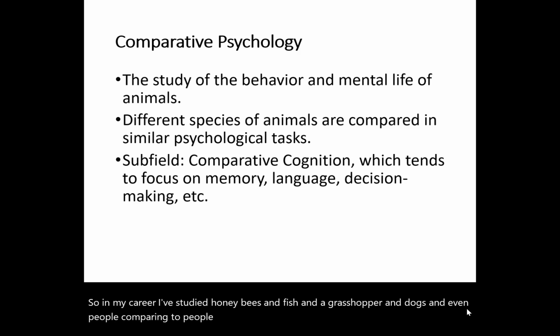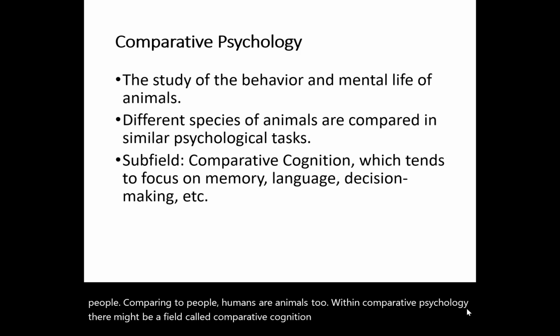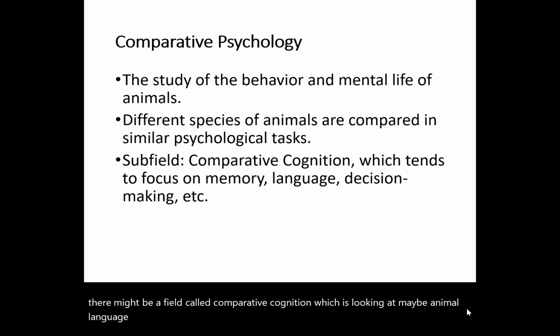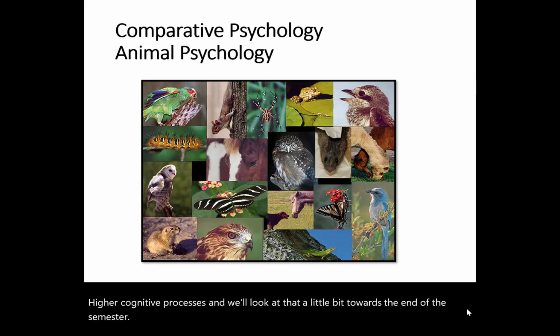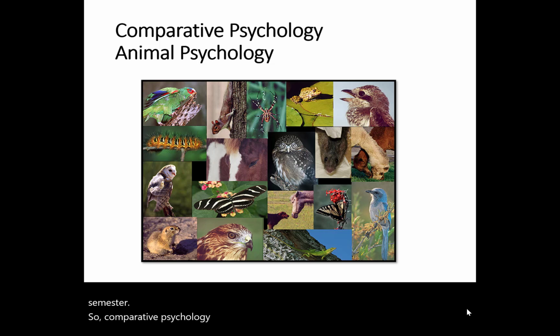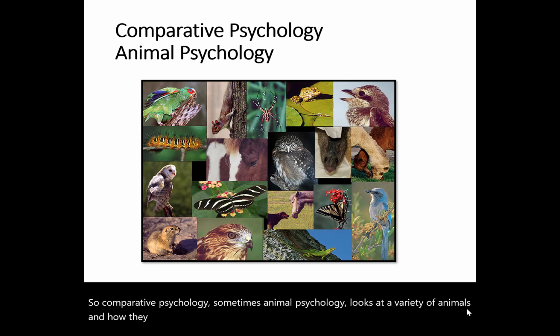So in my career, I've studied honeybees and fish and grasshoppers and dogs and even people, comparing to people. Humans are animals too. Within comparative psychology, there might be a field called comparative cognition, which is looking at maybe animal language research, animal decision making, some of these higher cognitive processes. And we'll look at that a little bit towards the end of the semester.